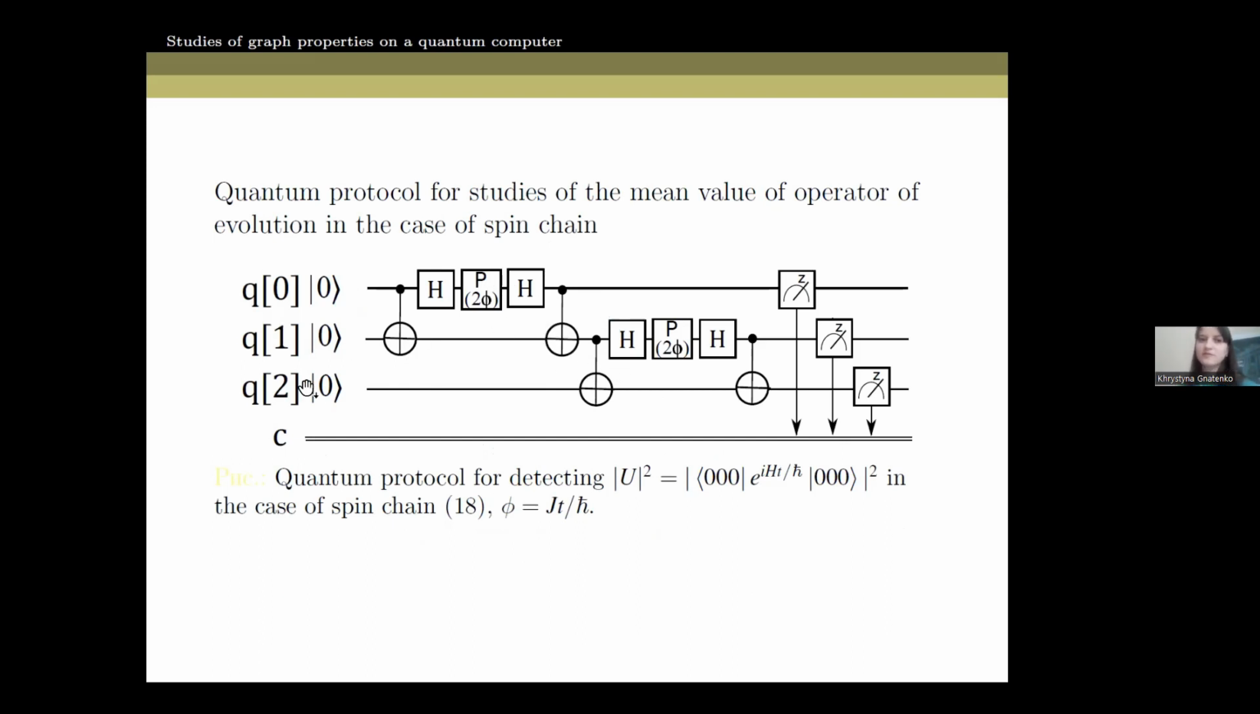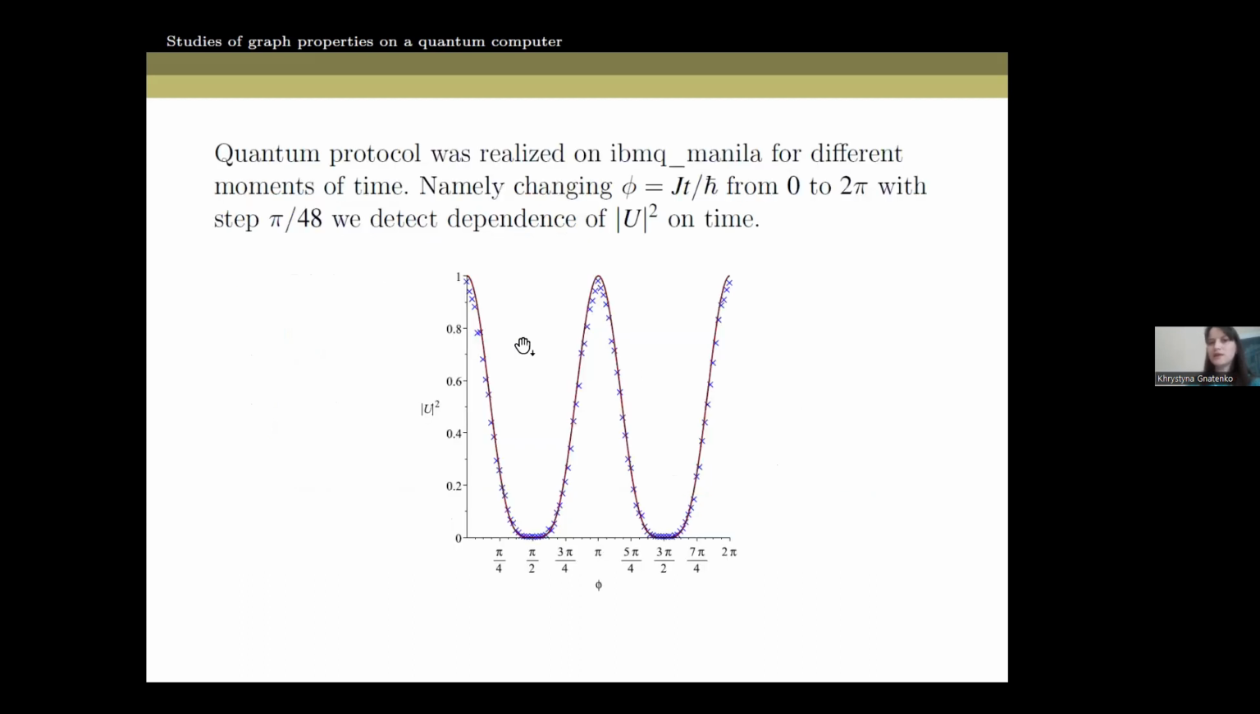Also, we have interaction between spin 1 and spin 2. So also we have here the same part of the protocol, very similar, but we have the relation of qubit 1 and qubit 2. And after that, we measure the states of all qubits in the standard basis to define this mean value from the results of measurements. So we realized this protocol on a quantum device, and it was IBM Q Manila. It was a 5-qubit quantum device from IBM.